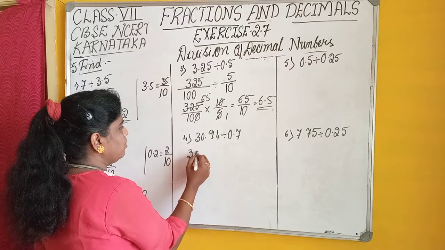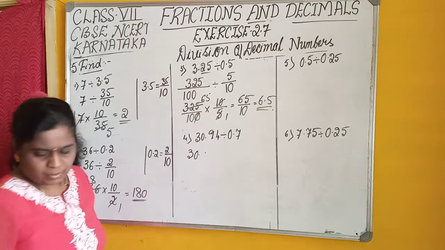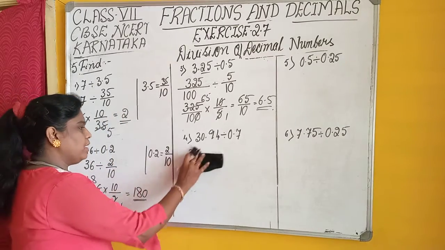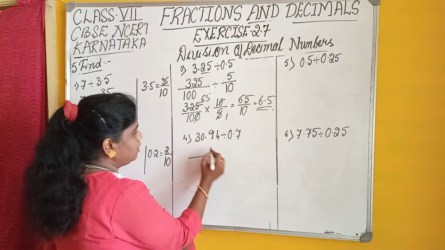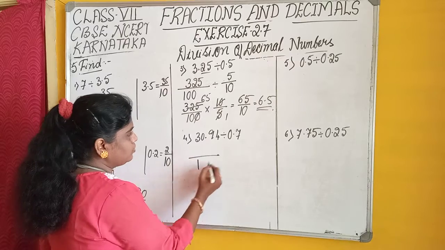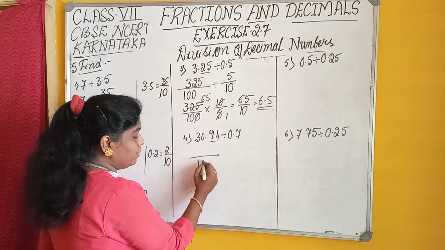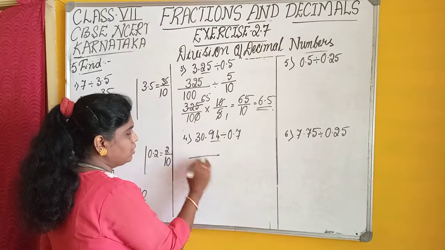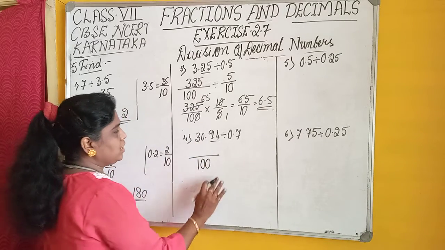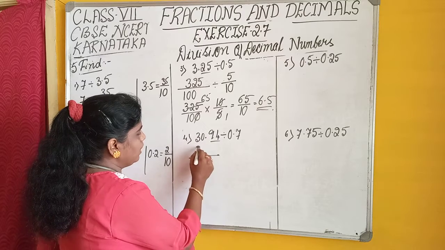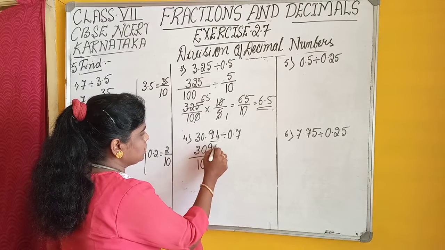Now 30.94. 30.94 can be written as, first write the denominator by looking at the decimal point. For the decimal point, write 1. How many zeros are there? How many digits are there after the decimal point to the right? 2 digits, right? Take 2 zeros. Okay. And then write the number as it is.